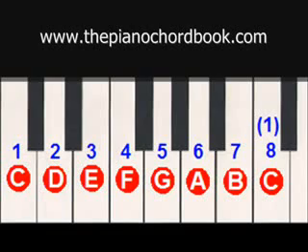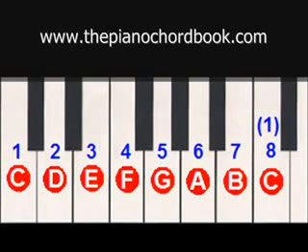So starting on the 1st scale degree, we're going to make a C major chord by playing C, going up to the 3rd, E, and then up to the 5th, G. So C, E, G make a C major chord. Building a chord off the 2nd scale degree will give us a D minor chord. We have D, go up to the 4th, F, and up to the 6th scale degree, A. D, F, A make a D minor chord.